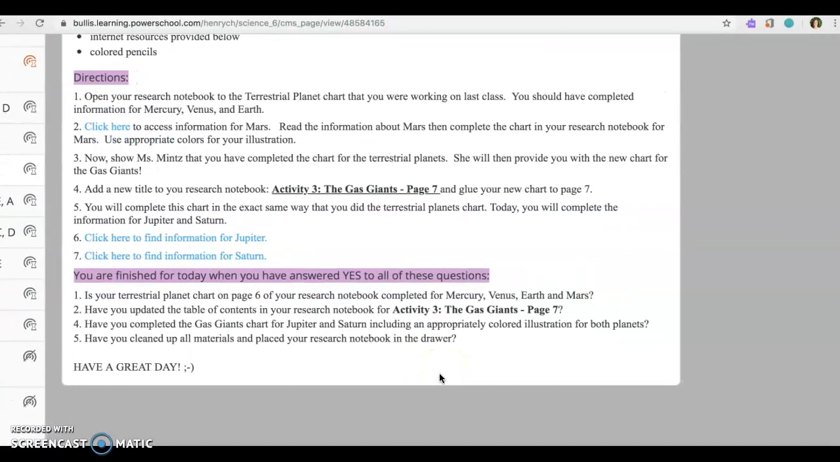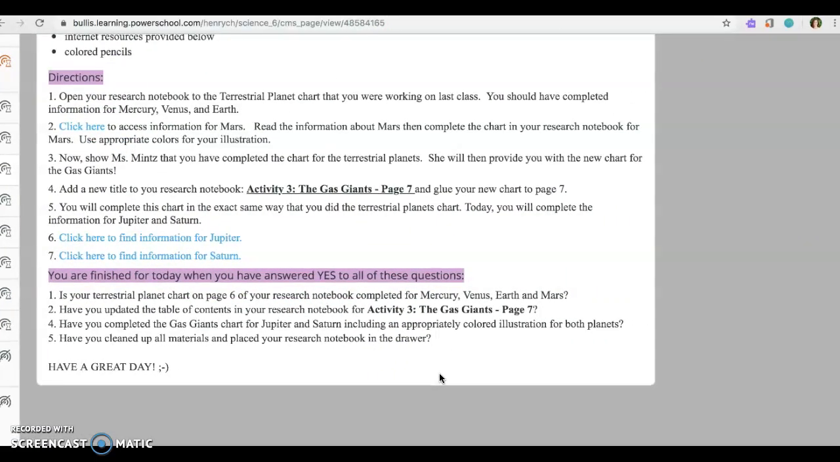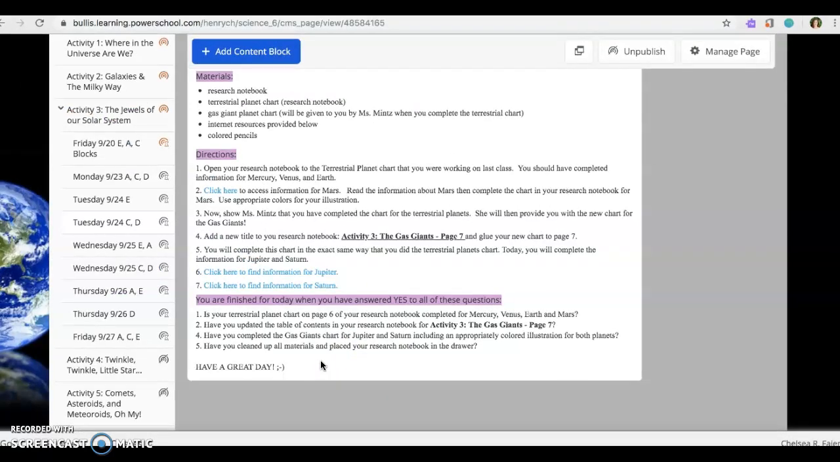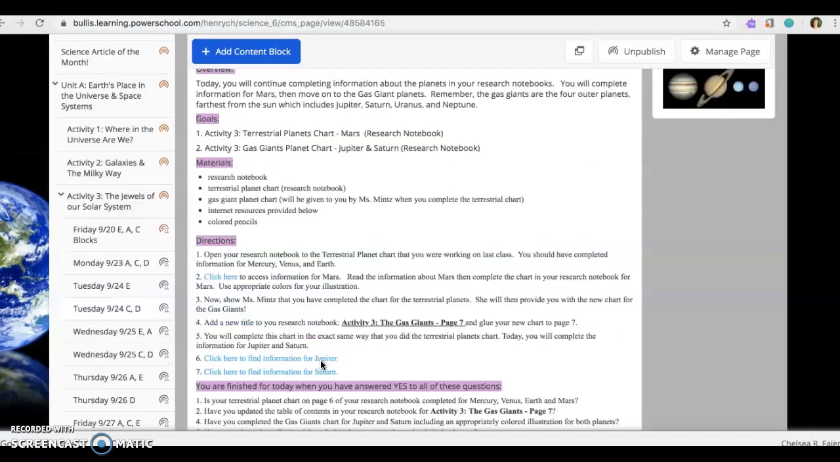I want to remind you to make sure you do your self-assessment. That's found here at the bottom of your instructions. Remember that you are done for today if you've answered yes to all of these questions, which include having your terrestrial planet chart completed for Mercury, Venus, Earth, and Mars, updating your table of contents in your research notebook for the gas giants chart, completing the first two gas giants, Jupiter and Saturn, and then, of course, as always, cleaning up all of your materials and any of my borrowed materials.